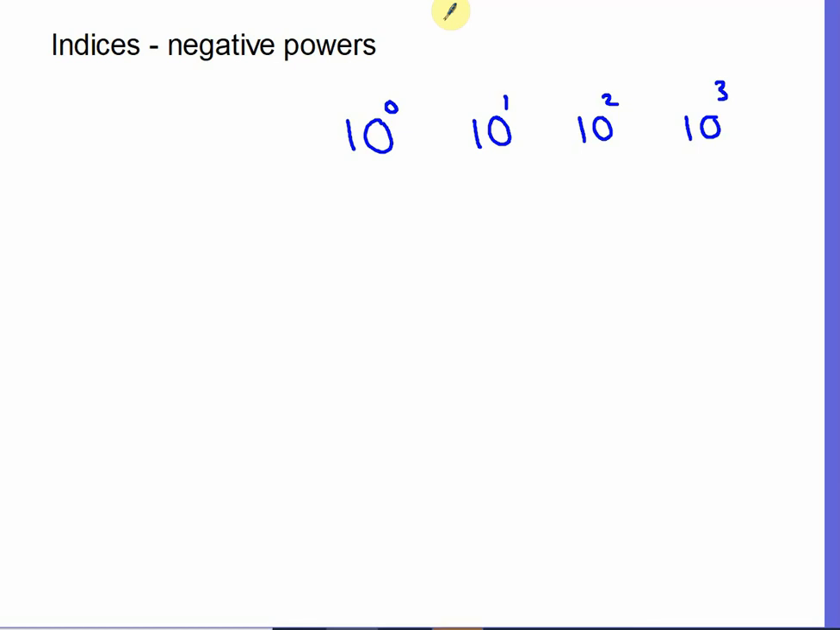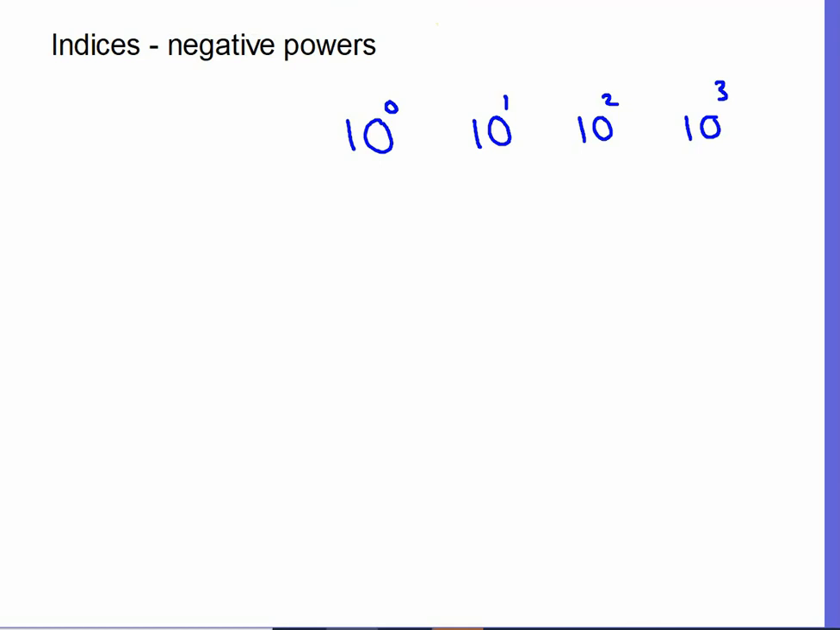Hi there guys, and welcome to this video on indices, but paying particular attention to the negative powers now. So negative numbers really came about by looking at patterns and just being curious what happens when we get to zero. You know, there was a point in time that negative numbers didn't exist. There was a point in time that zero didn't exist.